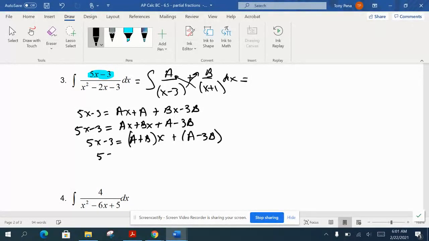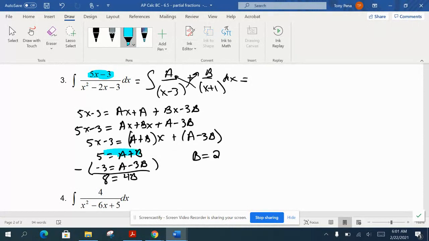So from here, 5 now has to equal a plus b. The negative 3 has to equal a minus 3b. Now, if you notice, we can get rid of those a's if we subtract. So I'm going to subtract those two equations. We get 8 equals 4b. So we now have b equaling 2. A plus b equaled 5. So our a would need to equal 3.